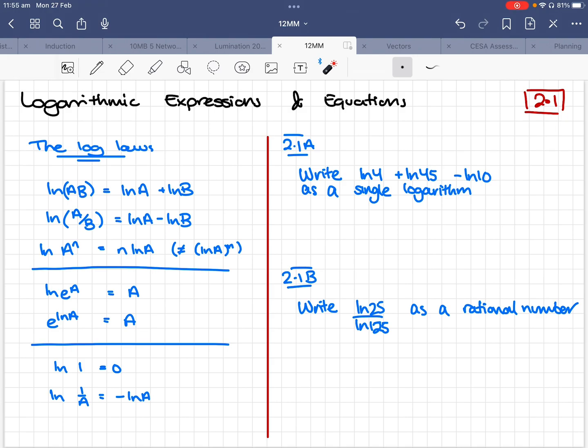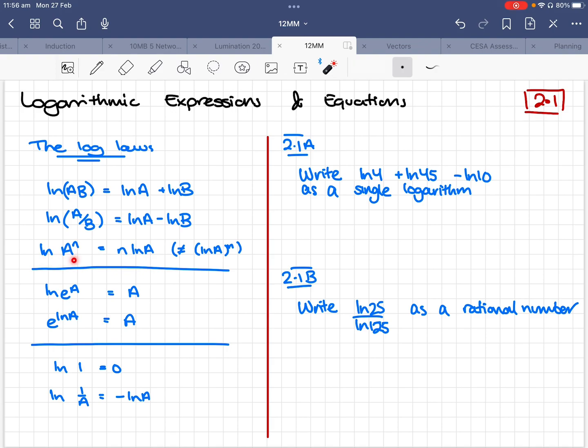Notice how we do have multiple lns here and a single ln on this side of the equation. So you can use these two rules to turn an expression where there are multiple lns separated by pluses or minuses into a single logarithmic expression. That's really useful when it comes to solving logarithmic equations.